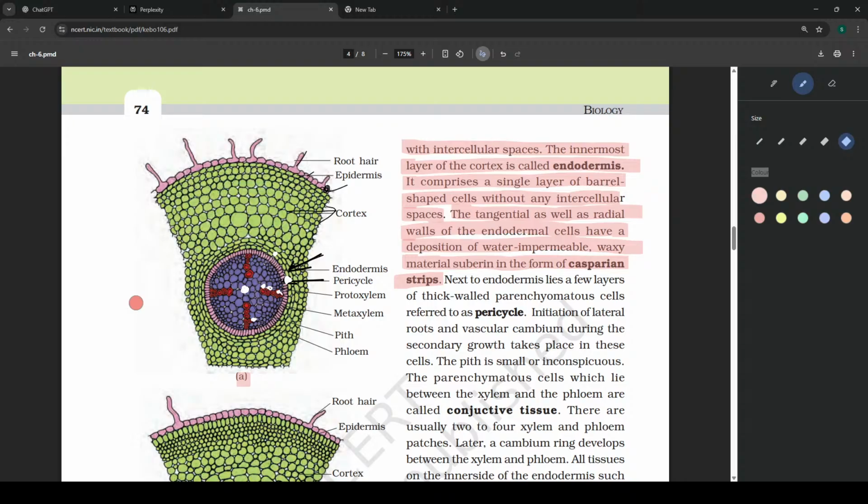The walls of the endodermal cells have a deposition of a water-impermeable waxy material called suberin. It is in the form of Casparian strips, and next to endodermis lie a few layers of thick-walled parenchymatous cells referred to as pericycle. Pericycle is made up of parenchyma. Epidermis is made up of parenchyma as well. Cortex is parenchyma as well. Endodermal cells, I'm not too sure, it's not mentioned here. Then pericycle is parenchyma as well. Initiation of lateral roots and vascular cambium during the secondary growth takes place in these cells.